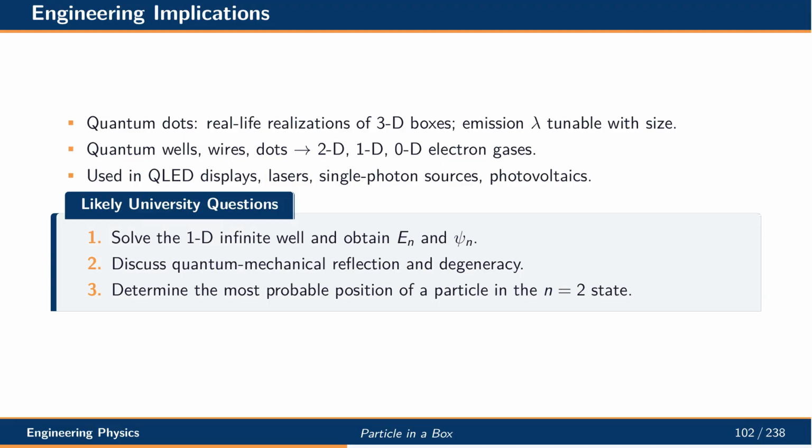Quantum dots are real-life realizations of 3-dimensional boxes for electrons. Their emission wavelengths are tunable by changing the dot size. Quantum wells, wires, and dots correspond to confinement in 1, 2, and 3 directions, creating 2D, 1D, and 0D electron gases. These structures are used in quantum dot LEDs, semiconductor lasers, single photon sources, and advanced photovoltaics. Common exam questions include solving the 1D infinite well, discussing reflection and degeneracy, and finding the most probable position of a particle.